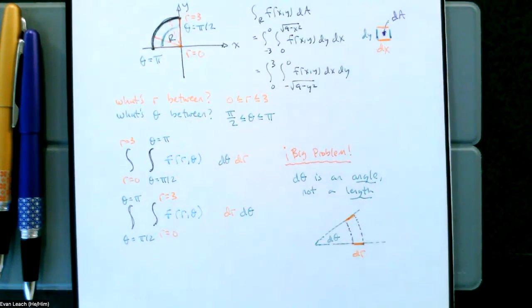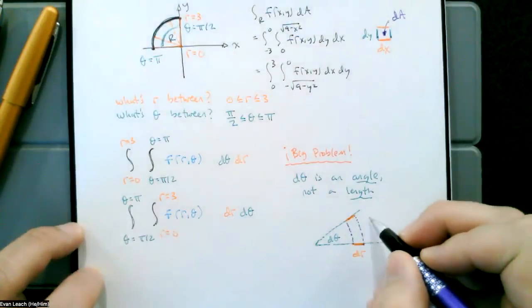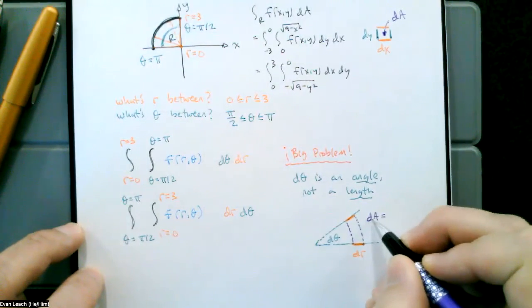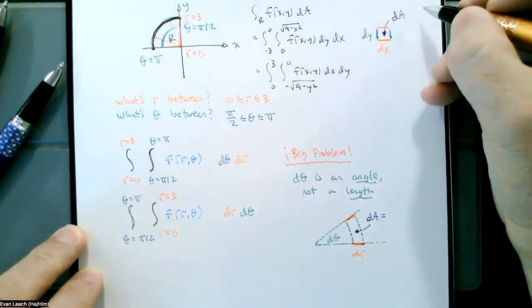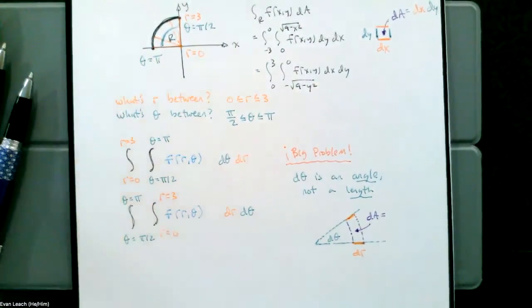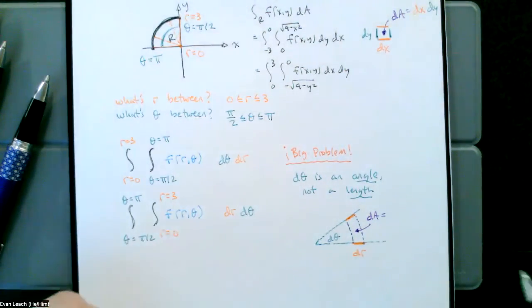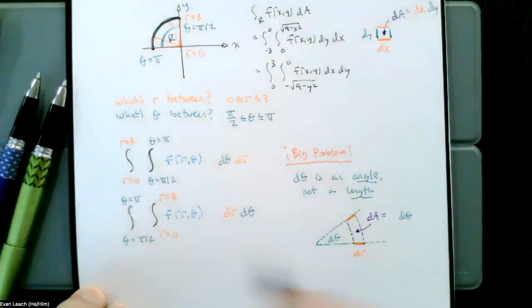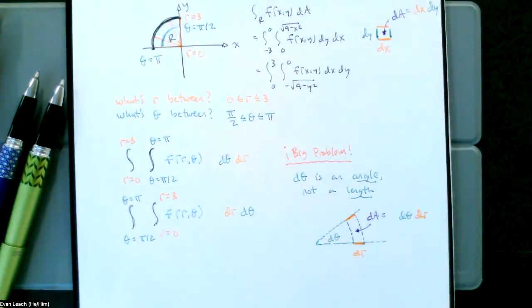In rectangular coordinates, dA was dx dy. Area is equal to length times width. Up here, everything was fine. dA is length times width. But down here, I can't just write dA is equal to dr d theta or d theta dr. D theta is not a length. When we write d theta dr, it doesn't say length times width. So d theta dr is not a length times width, so dA is not an area.